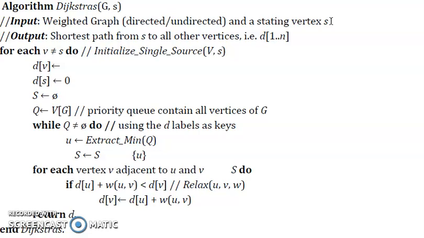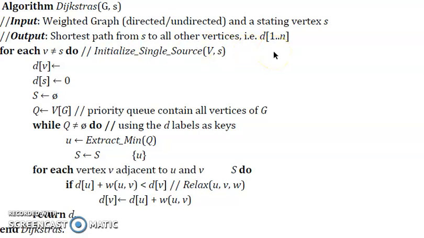After reading the input graph, you read the source vertex. The output is the shortest path from S to all other vertices. S stands for the source vertex. From the source vertex, to reach all the remaining vertices, what is the shortest path?